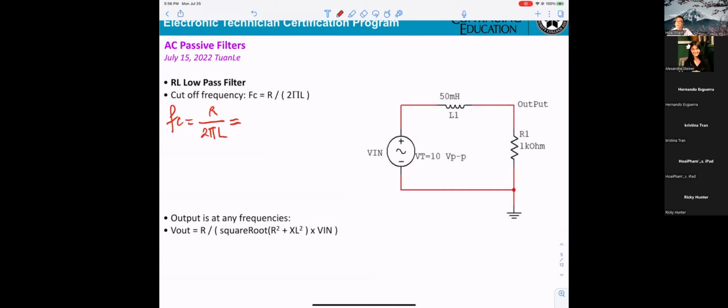Okay, who got the answer? Let me know. What did you get? 3.18 kilohertz. 3.18, I got the same thing. What unit? Kilohertz. Kilo, right? Is it kilohertz? Okay, so basically you can see it is very simple, very easy.